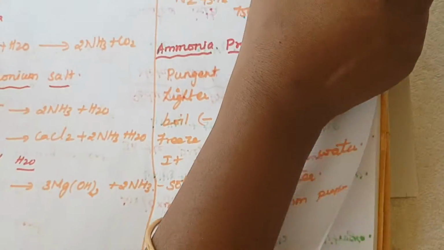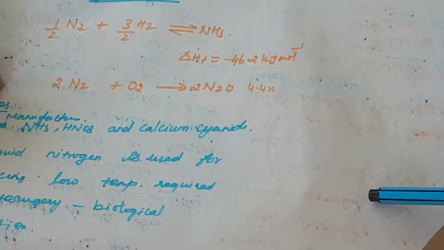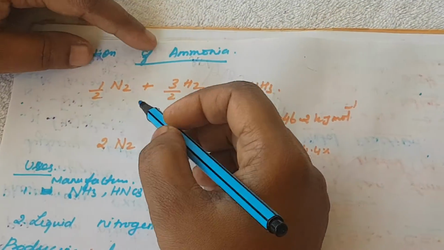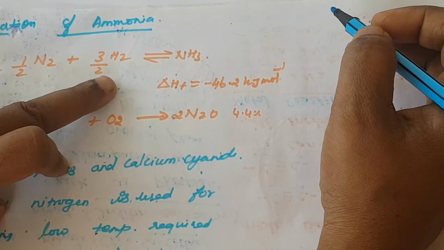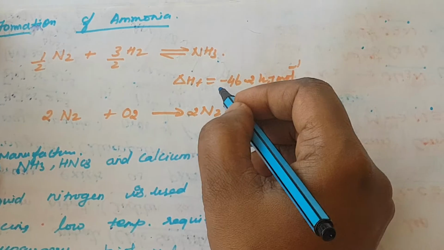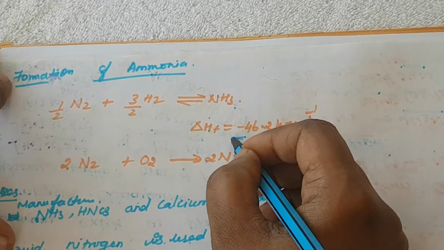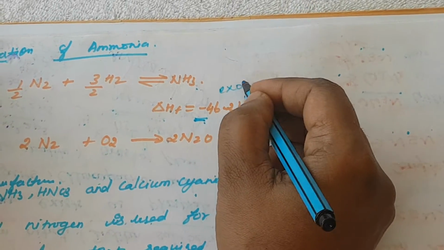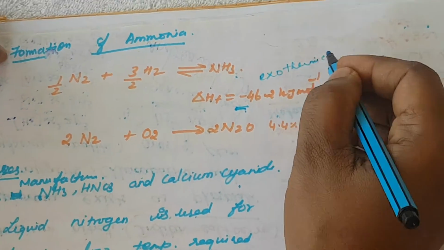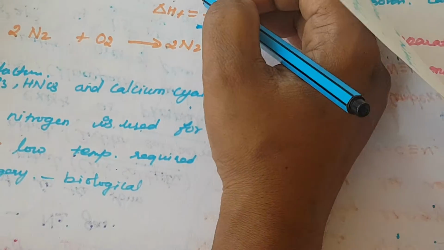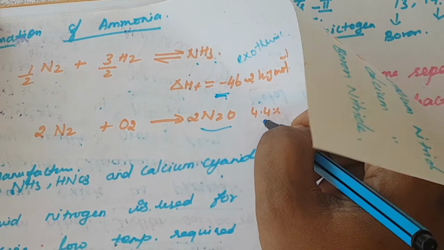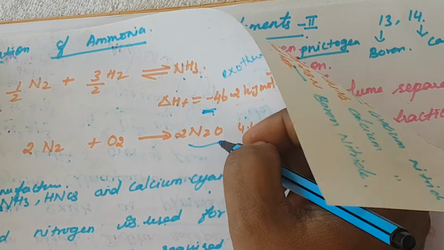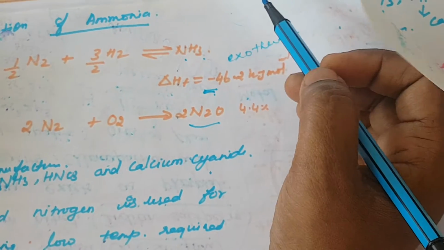Next we are going to see the formation of ammonia, how nitrogen forms ammonia. We already studied Haber's process last year. When nitrogen reacts with hydrogen to form ammonia, the negative sign on the enthalpy value means it is an exothermic reaction. So that is N2 plus 3H2 giving NH3. So this is the formation of ammonia.